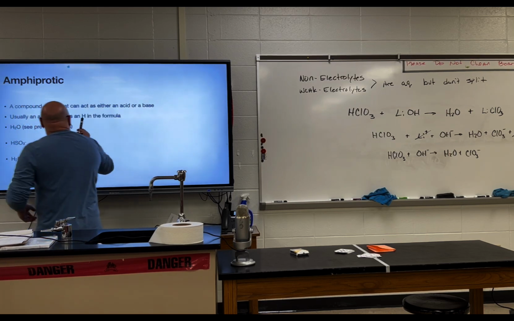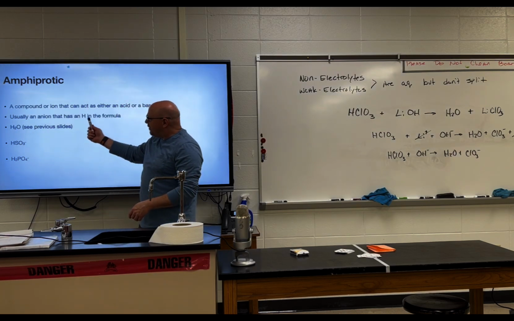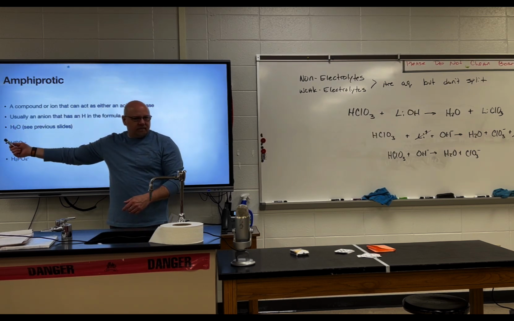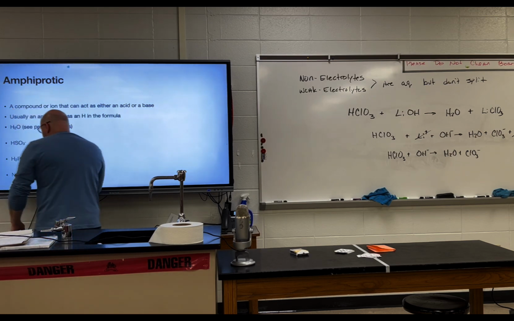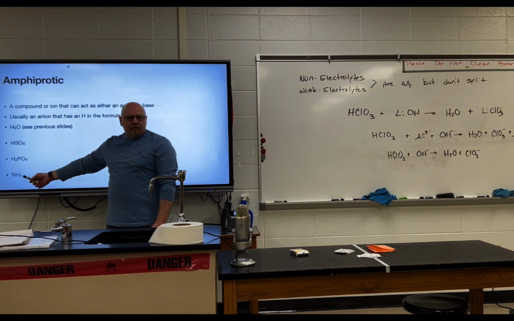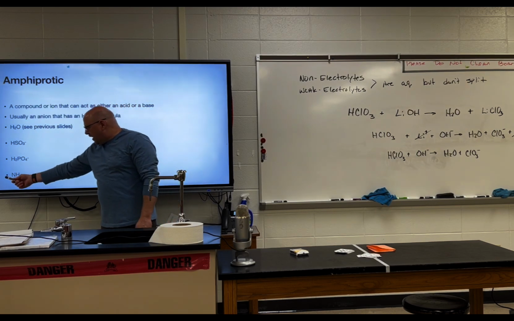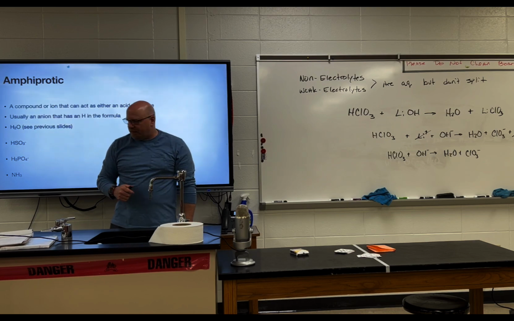Usually an anion. So these are anions, remember they're negatively charged, that has a hydrogen in the formula. So this could give up the hydrogen or it could take a hydrogen. Ammonia could be an acid. It's very rare, though, that it would act as an acid. Most of the time, we're going to see ammonia as a base. I'm not saying it's not possible. I'm just saying it's not common for it to act as an acid.